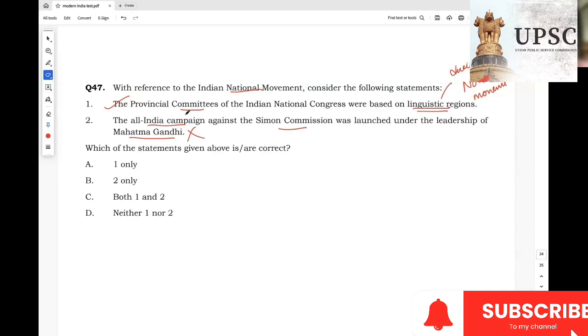Actually, the anti-Simon Commission was a leaderless movement. Yes, it was a leaderless movement. Congress launched this, but as a political party, not as an individual. Wrong statement. Option A is the correct one.